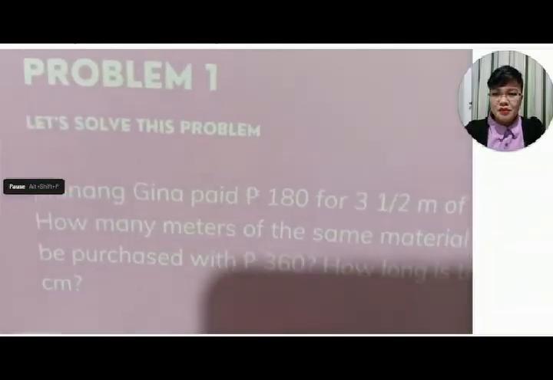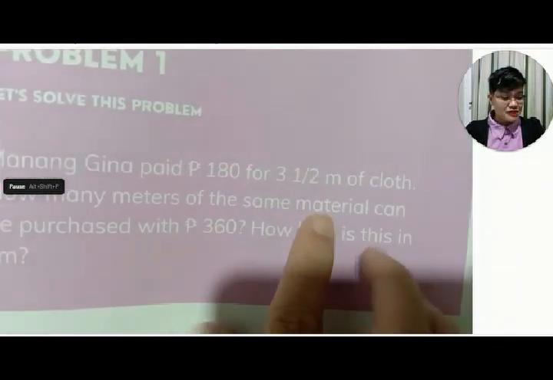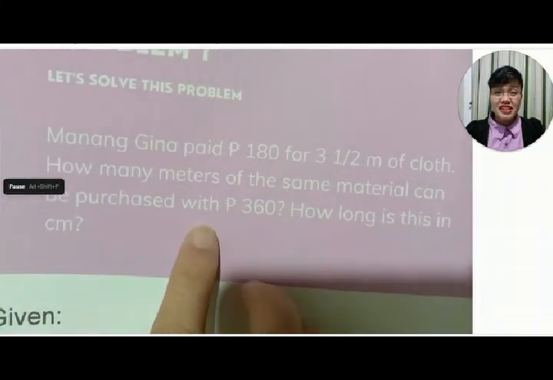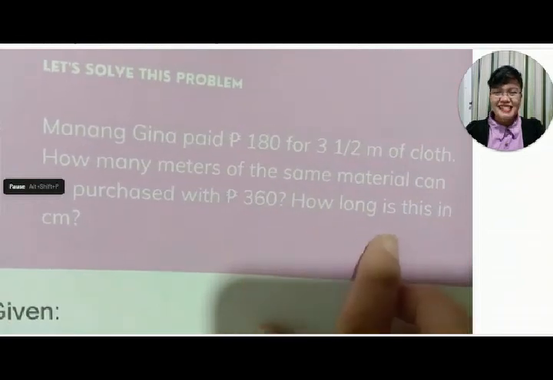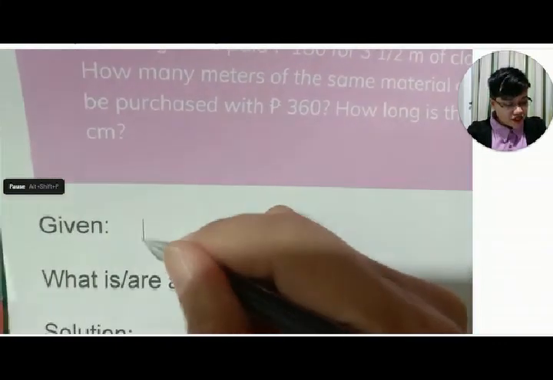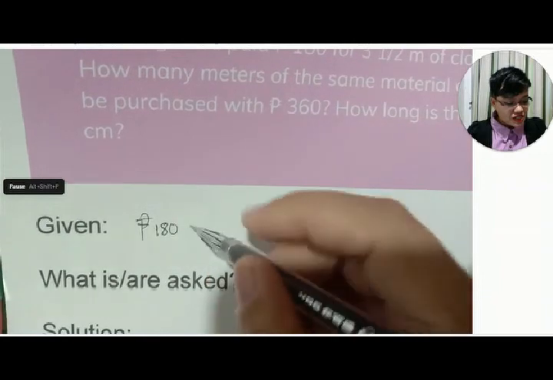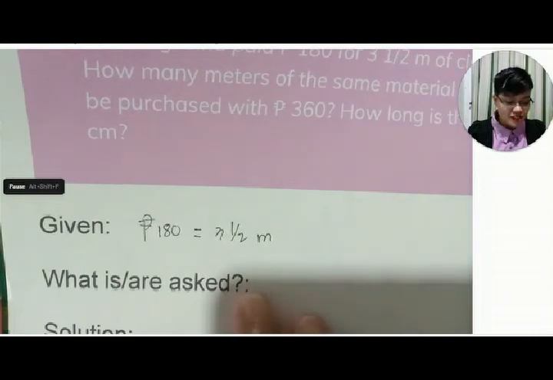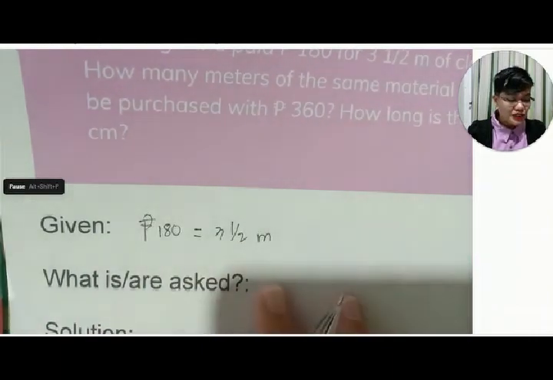Again, showing you the problem, we have Manang Gina paid 180 pesos for 3.5 meters of cloth. How many meters of the same material can be purchased with 360 pesos? And how long is this in centimeters? That is the first step, reading and understanding the problem. Then second step, we have to identify the given facts and what is being asked. So we know that your 180 pesos is actually equivalent to 3.5 meters of cloth. This is one given, which will be our conversion factor later on.